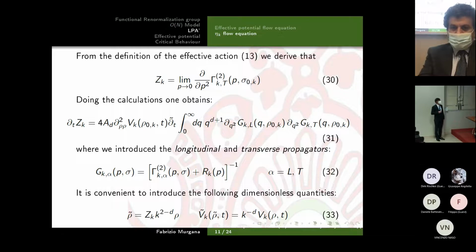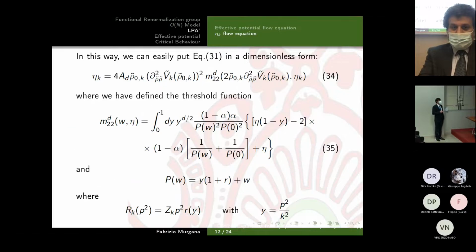Now, since we want to derive an equation for eta_k, which is dimensionless, you have to define dimensionless quantities and rescale the equation 31. And to do so, we introduce the dimensionless field and the dimensionless potential, so rho tilde and v tilde. Once you've done this, you just transform in a dimensionless form the equation we had before, 30, and we end up with equation 34, which is dimensionless.